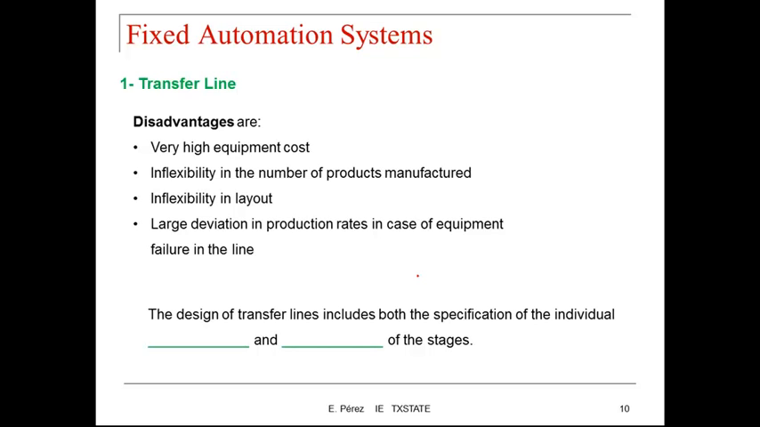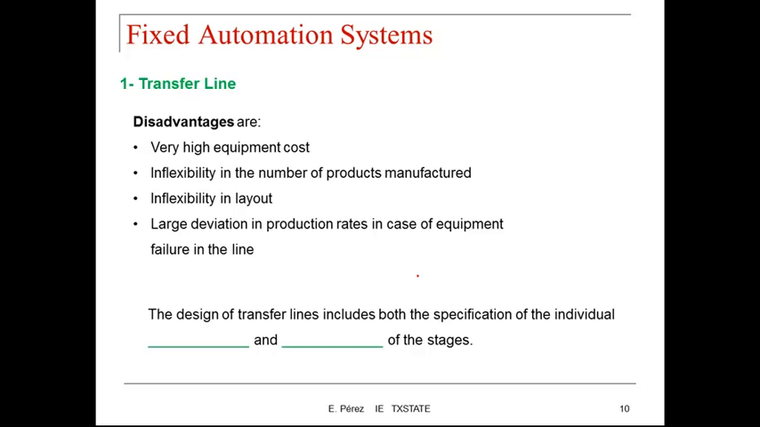Some of the disadvantages of a transfer line: the very high equipment costs. So most of the processes are automated, so they are performed by machines. So you can imagine that buying very technological equipment ends up having a very high cost. Inflexibility in the number of products manufactured. So these are fixed lines, so they don't have a lot of flexibility. That's also affecting the layout.